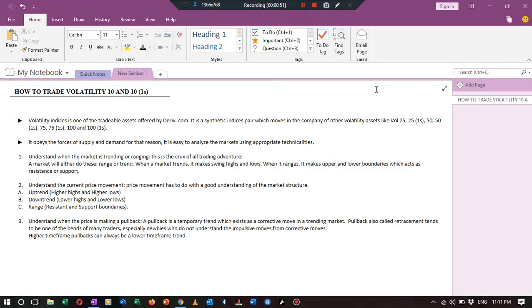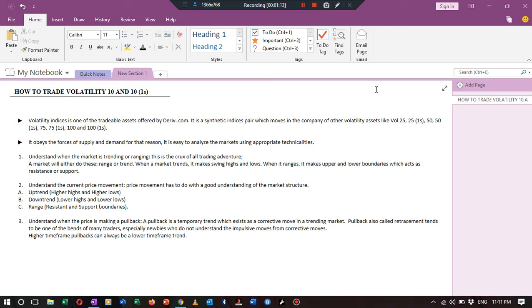Alright, what is Volatility 10 and Volatility 10 (1s)? Volatility indices are tradable assets offered by Deriv.com. Deriv.com is the only broker in the entire world that offers volatility assets, and Volatility 10 and 10 (1s) is just one of those assets that is traded.